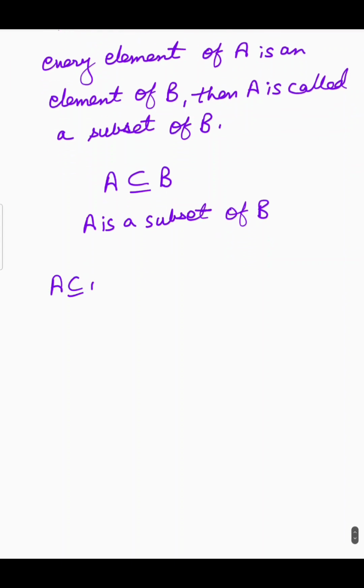So A is a subset of B if A belonging to A implies that A also belongs to B.